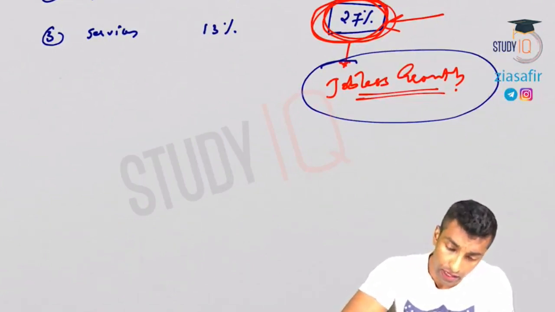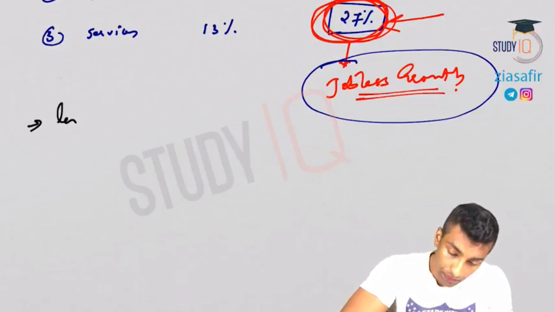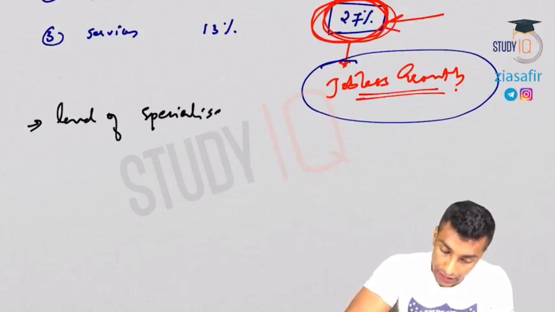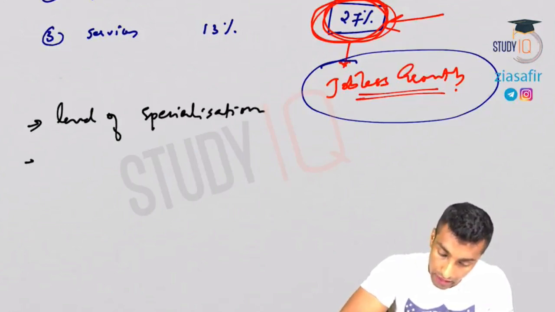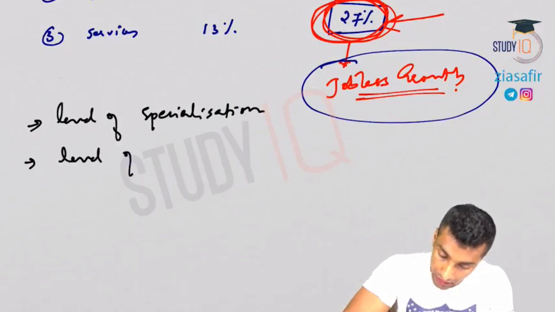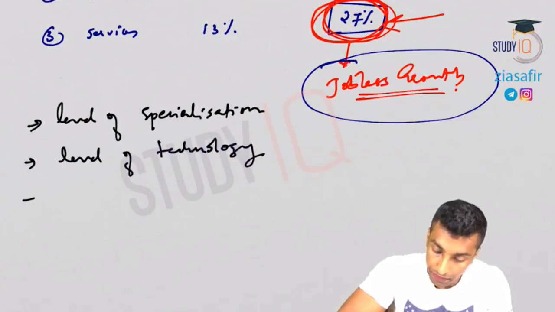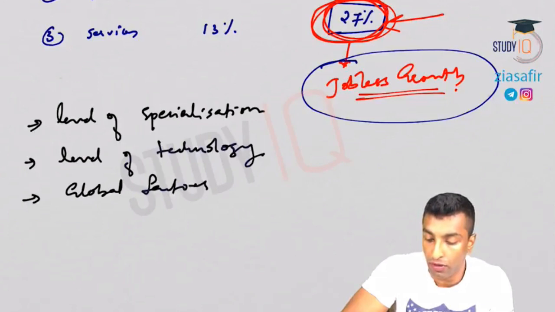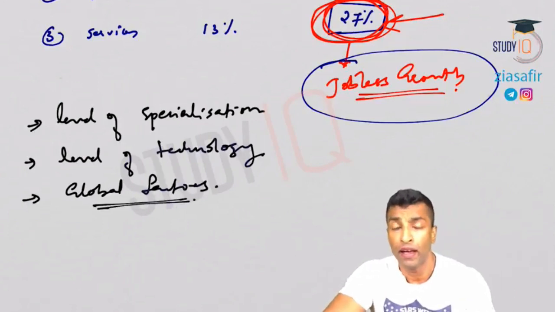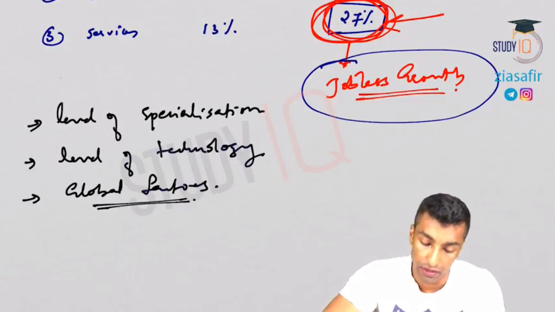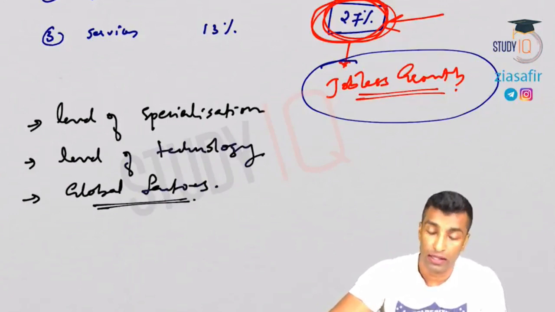Within economic factors itself, I'll quickly write down these factors. Level of specialization. Then we have level of technology. Then we will see global factors. Obviously, global factors will affect; globalization had tremendous impact, and we had already done a separate video on this. So all these things are factors.